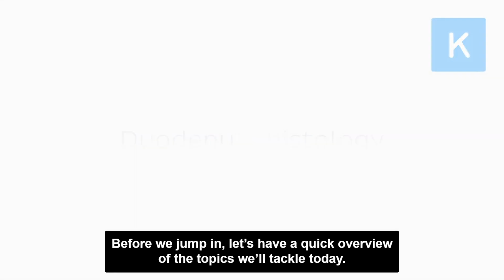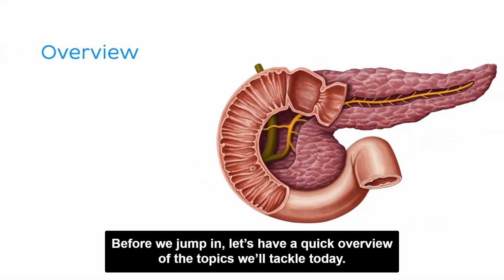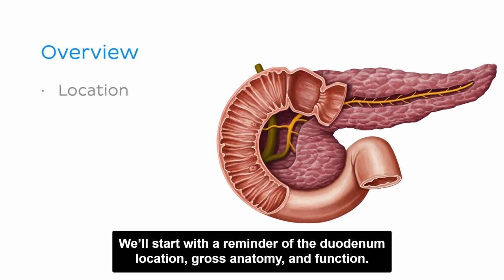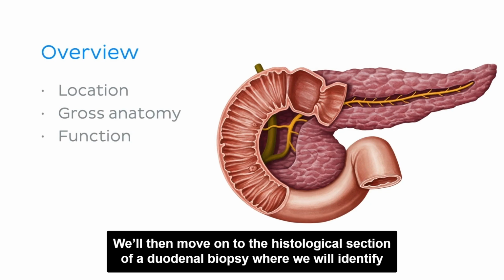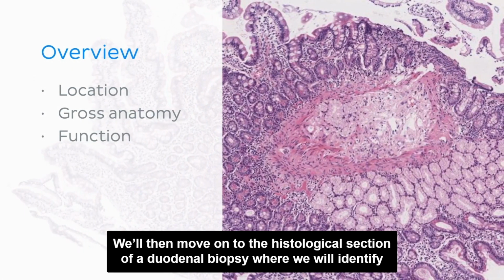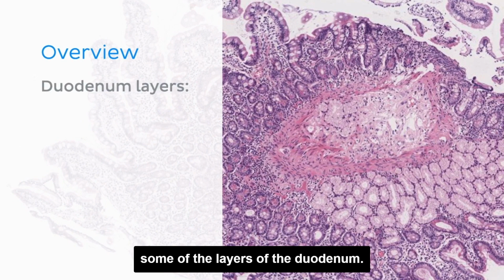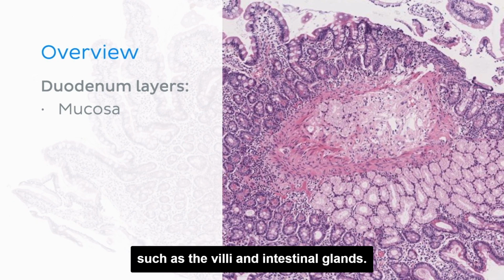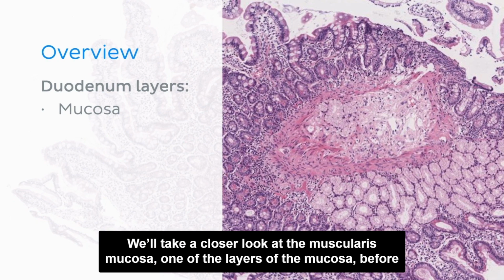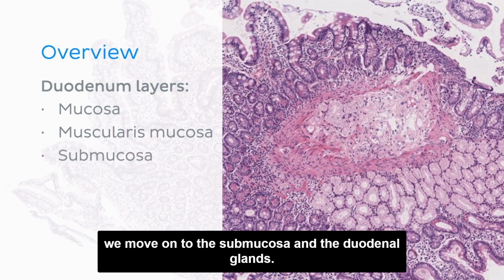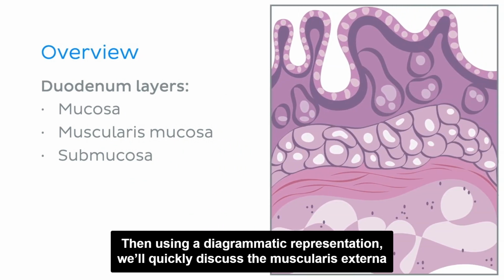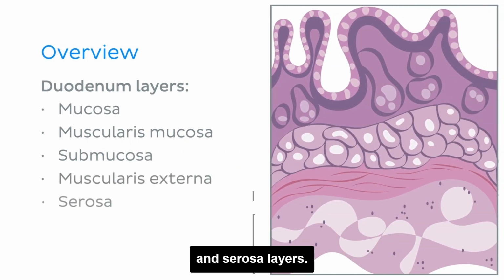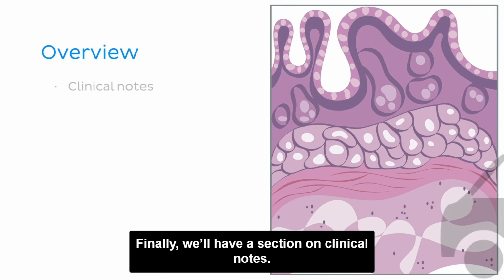Before we jump in, let's have a quick overview of the topics we'll tackle today. We'll start with a reminder of the duodenum location, gross anatomy and function. We'll then move on to the histological section of a duodenal biopsy, where we'll identify some of the layers of the duodenum. We'll start with the mucosa, the different cell types found in it, and its larger features, such as the villi and intestinal glands. We'll take a closer look at the muscularis mucosa, one of the layers of the mucosa, before we move on to the submucosa and the duodenal glands. Then, using a diagrammatic representation, we'll quickly discuss the muscularis externa and serosa layers. Finally, we'll have a section on clinical notes.